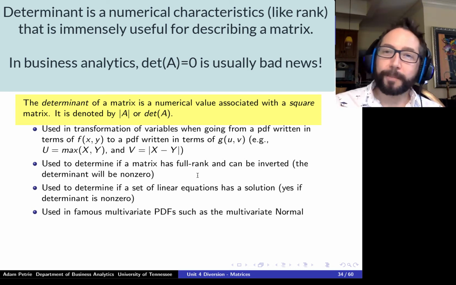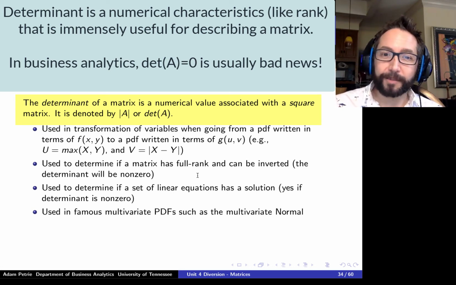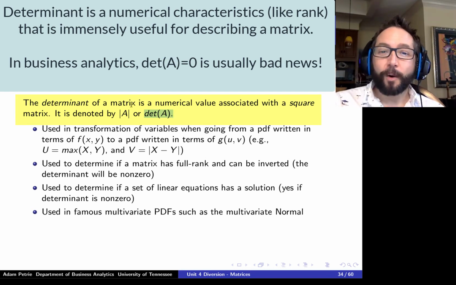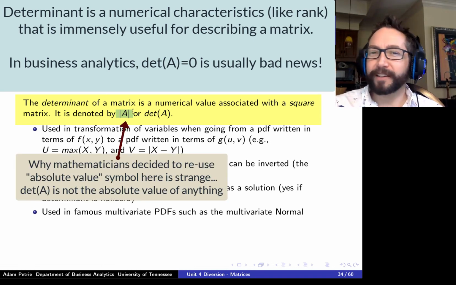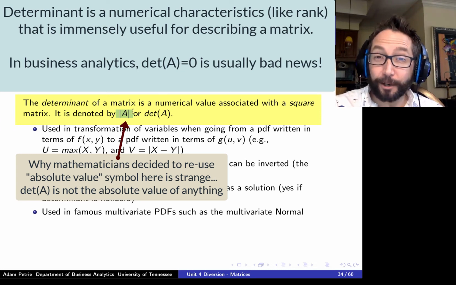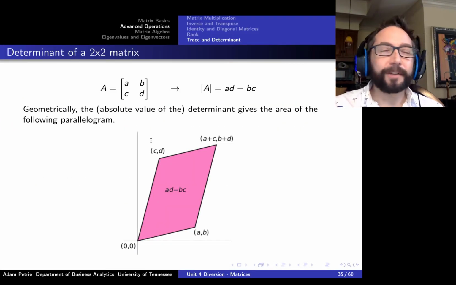So number 1, determinants can only be calculated for square matrices, equal rows, equal columns here. We denote it either by det of A, which also happens to be the function you use in R, or by surrounding A with some vertical bars. It kind of looks like the absolute value sign, but when we're talking about a matrix, that symbol just means the determinant of the matrix that we're talking about. So how do we actually get it? How do we visualize it?